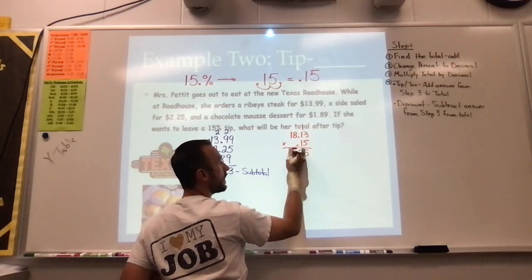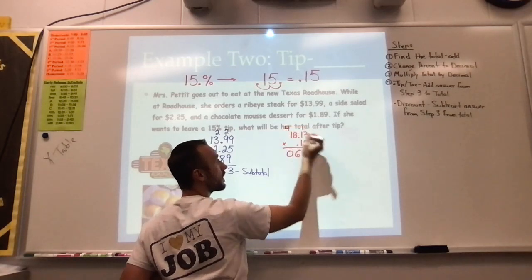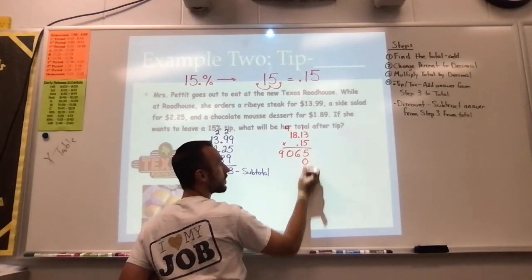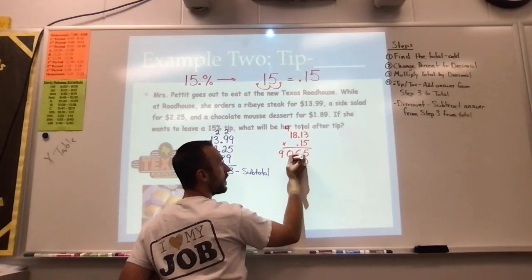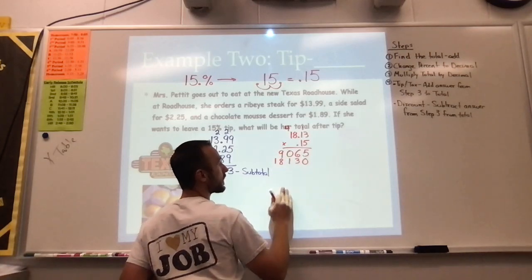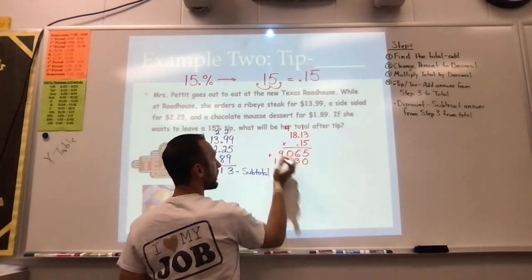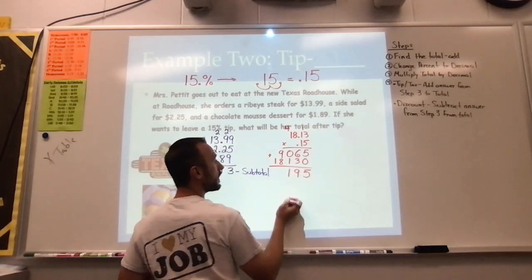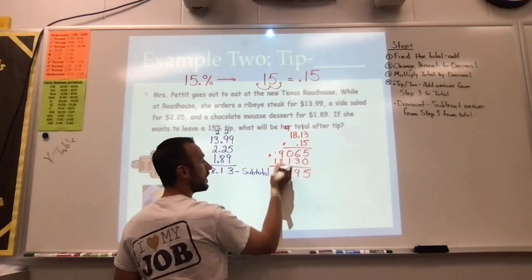5 times 8 is 40, my 0 down, carry my 4. 5 times 1 is 5, plus 4 is 9. Put my placeholder down here. 1 times 3 is 3, 1 times 1 is 1, 1 times 8 is 8, and 1 times 1 is 1 again. I'm going to add that together. I get 5, 9, 1, that'd be 17.